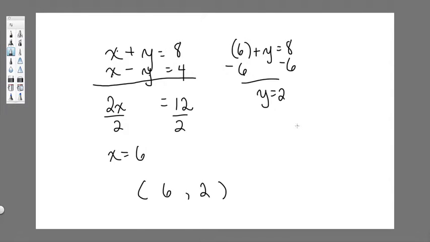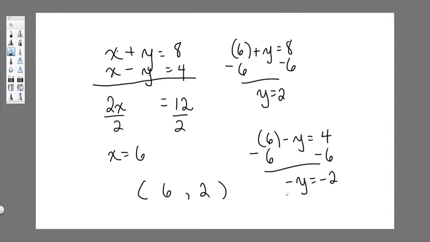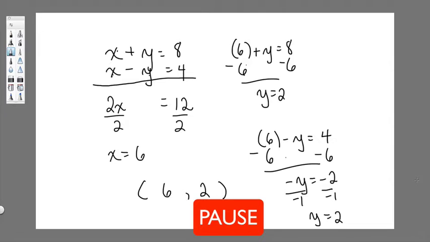So there's one answer, and that matches what we found. I could also have plugged it in the second one. So I could have 6 minus y equals 4. The opposite or inverse of a positive 6 is a negative 6. So I get negative y equals negative 2. Divide both sides by negative 1. So y is equal to positive 2. No matter which one I did, I got the same answer. You only have to do one of them. So add this example to your notes, and I'll meet you back here in a minute.